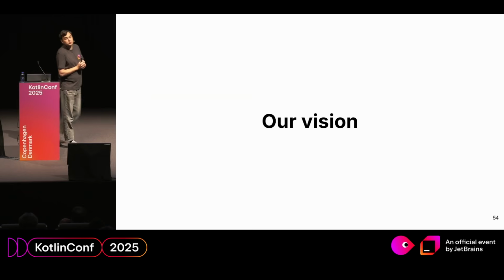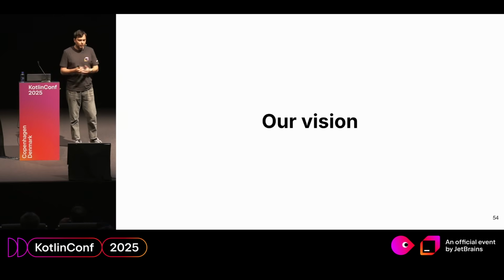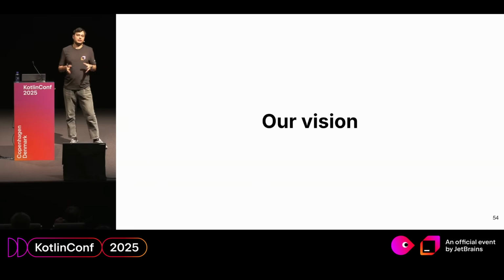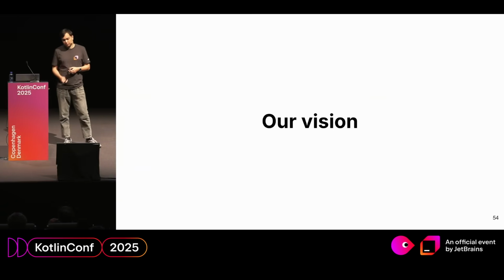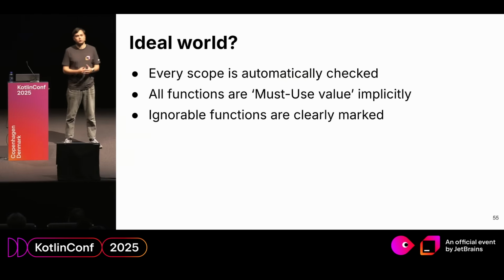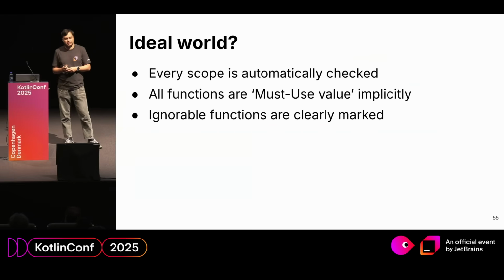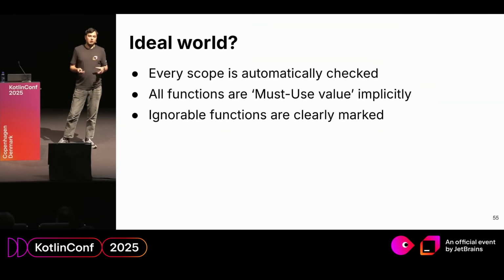So now that we talked about our goal and our new feature, the unused return value checker, let's talk a little bit about how we are going to deliver this to you, our users, and our general vision for the roadmap of this feature. Of course, we want to live in an ideal world where every scope is automatically checked, all functions are must-use value implicitly, ignorable functions are clearly marked with annotations, and so on.